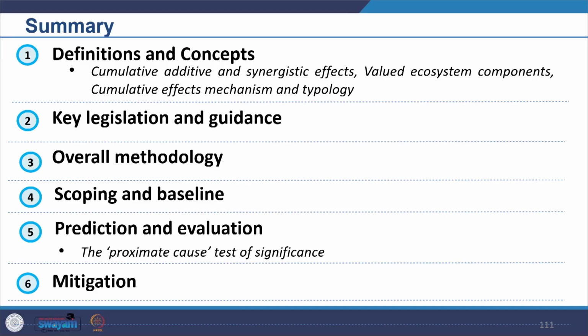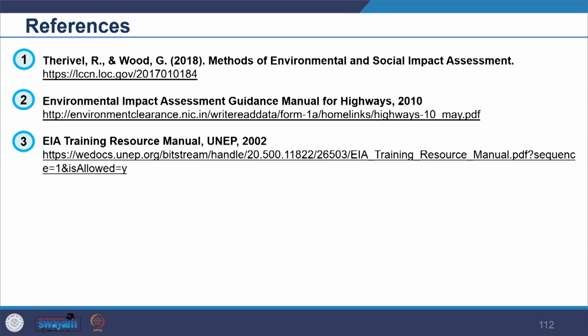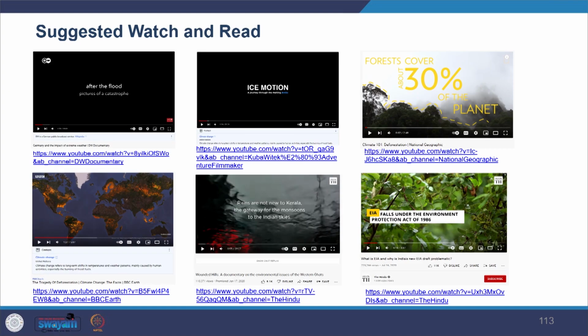So we'll wind up here, summarizing what we studied today. We looked at definitions and concepts related to cumulative impact. Then we looked at key legislation and the context scenario of cumulative impact, and then the overall methodology. We looked at the key aspects you need to take care of in scoping and baseline, then how you undertake prediction and evaluation, and what you really do in the mitigation measures. These mitigations are really different from other mitigations you undertake. This was the key reference in this particular session, and these are the suggested watch and read.